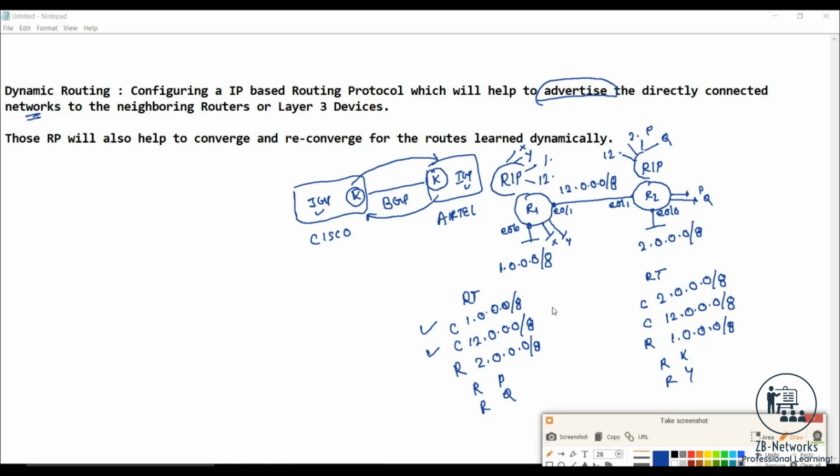So the whole idea is very simple: if I run a dynamic routing protocol, you advertise the router's directly connected networks. If this router has 4 networks and you want to advertise all 4, the job of that protocol is to inform the neighboring router about those 4 networks. When the neighboring router receives them, make sure it is running the same protocol, so that it can understand and receive the protocol update and populate its tables.